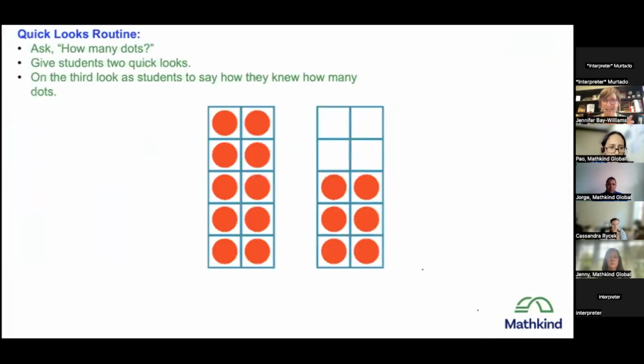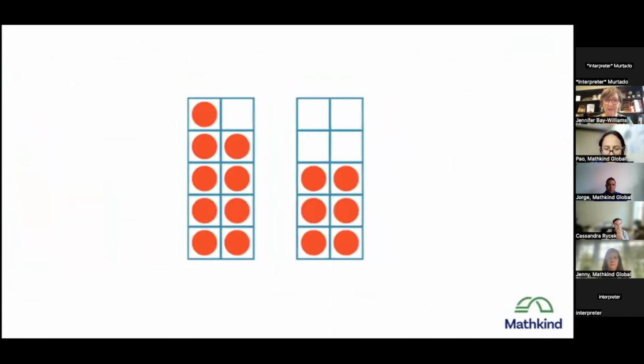And students see that dot pattern and they're like, 16. How did you know? I saw 10 and 6. 10 plus 6, 16. All right. How about this one? They see it, goes away.